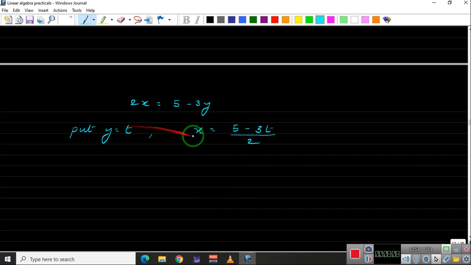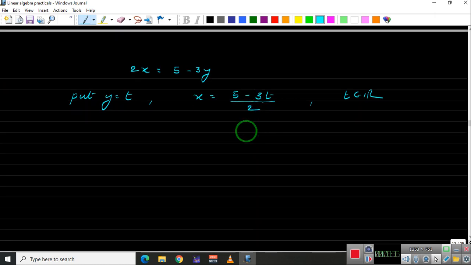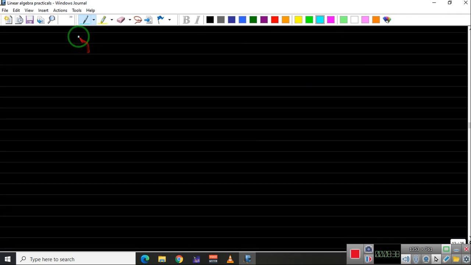So what is t? t belongs to the real numbers; t can be anything. If t equals 0, then x equals 5 by 2, and y equals 0. Still the equation will be satisfied. That is the solution. So we'll use parameterization also in some cases. For example, let me take a particular example now.